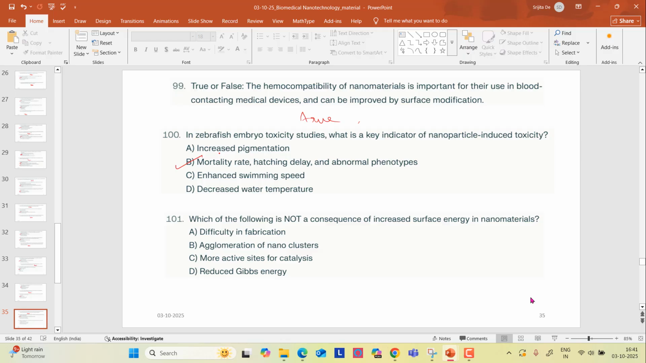Which of the following is not a consequence of increased surface energy in nanomaterials? Yes, reduced Gibbs energy. It is reduced Gibbs energy.